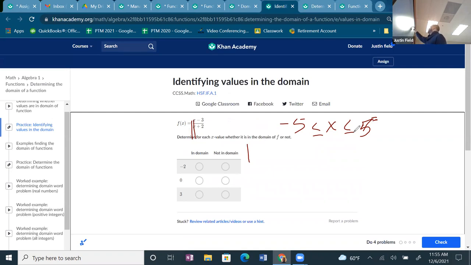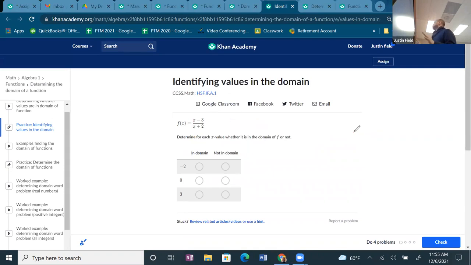All right, moving right along. Now, here's what I was talking about. Sometimes you get numbers, you get things, and you can't include them in the domain. Here, we have what I like to call a denominator. Now, 0 cannot be in the denominator.